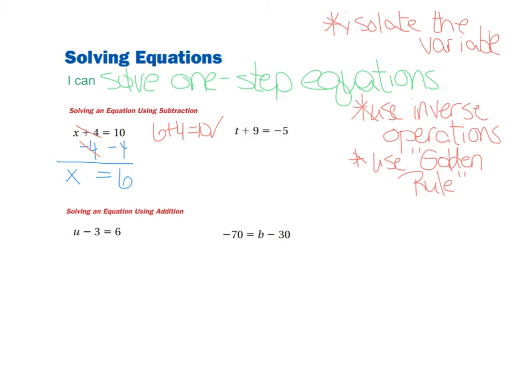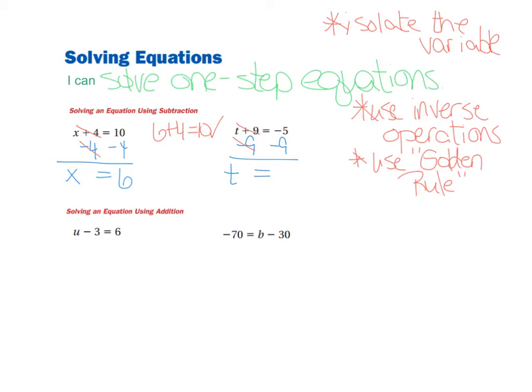T plus 9 equals negative 5. Find your variable. That's what we're trying to isolate. I need to remove this plus 9, so I'm going to use the inverse operation by subtracting 9. I'm going to subtract 9 from both sides. My t comes down. Plus 9 minus 9 becomes 0. I don't have to write it. Don't forget your equal sign.